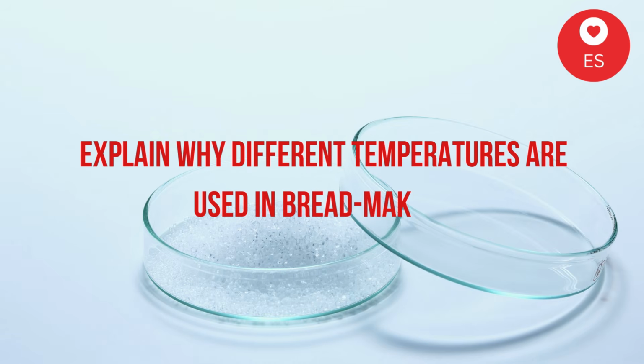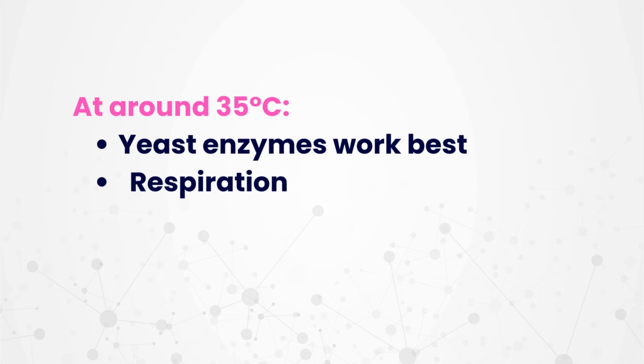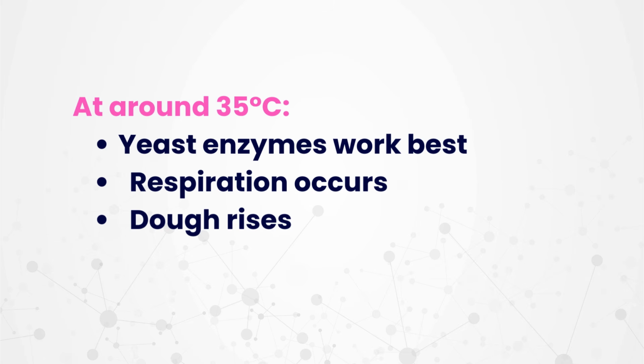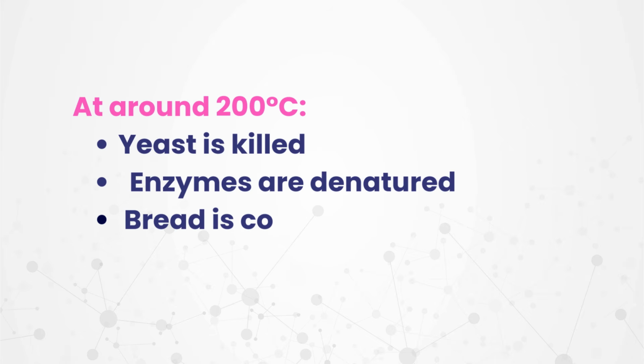Explain why different temperatures are used in bread making. At around 35 degrees Celsius, yeast enzymes work best. Respiration occurs. Dough rises. At around 200 degrees Celsius, yeast is killed. Enzymes are denatured. Bread is cooked.